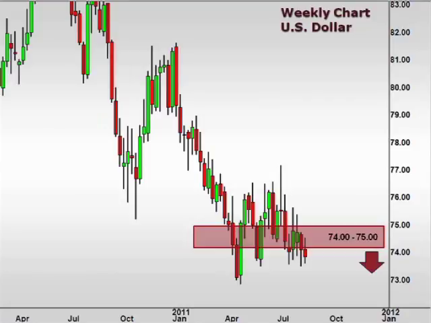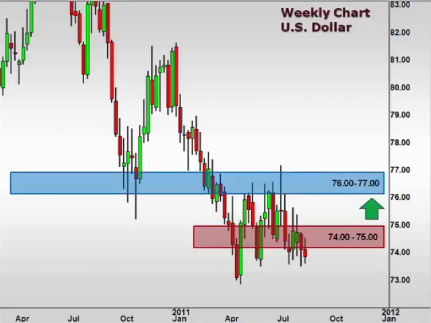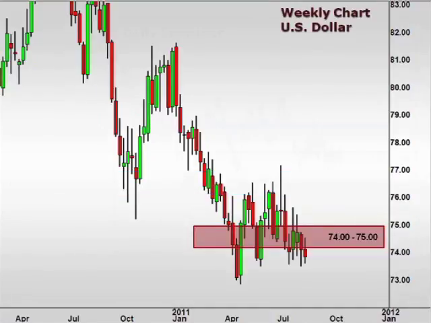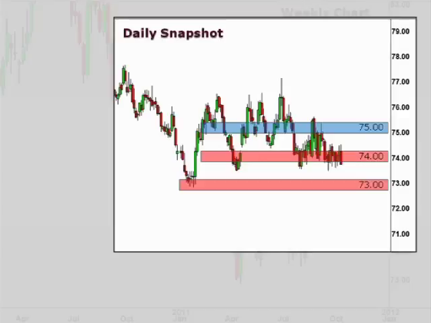Now, a break back above 74 lends credibility to its important role as support. While the index is largely consolidated between 74 and 75, any move higher is likely to meet resistance at the 76-77 focal zone. Let's take a look at a daily snapshot of the chart. The daily chart indicates the support level at 73 should the index follow through to the downside this week.